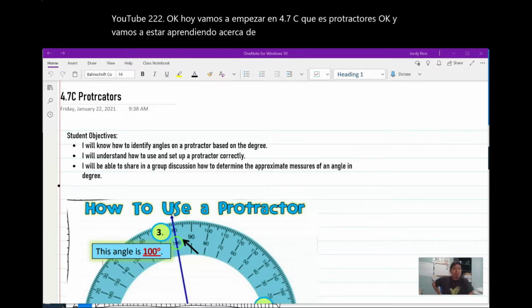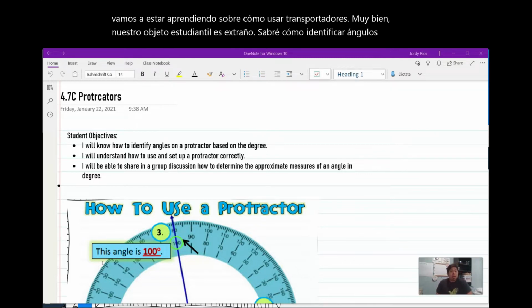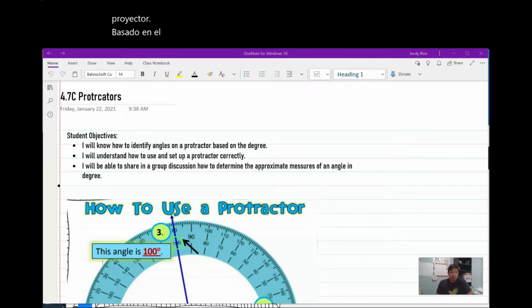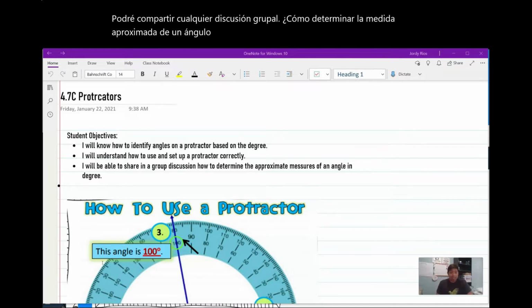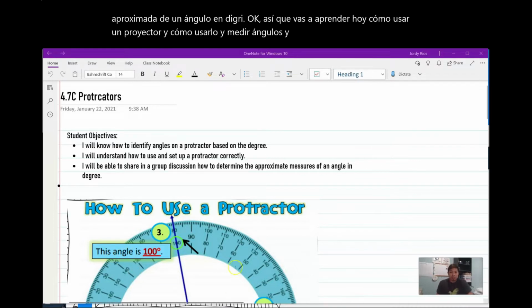Alright, so our student objectives are: I will know how to identify angles in a protractor based on the degree. I will understand how to use and set up a protractor correctly. I will be able to share in a group discussion how to determine the approximate measure of an angle in degrees. Okay, so you're going to learn today how to use a protractor to measure angles and get the degrees. Alright, let's get started.